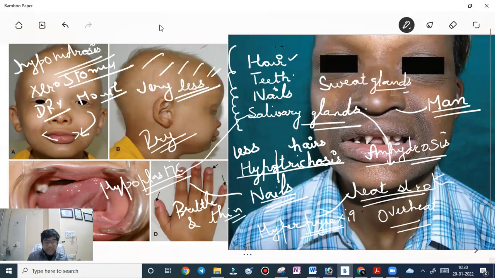So it is a condition causing a person to sweat less than usual. So what would be the three features? Hypotrichosis, hypohidrosis, and anhydrosis.